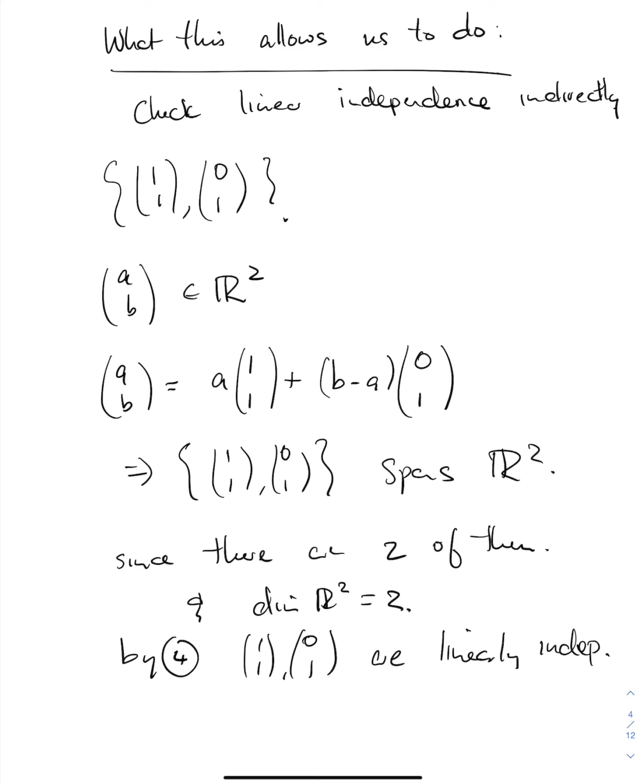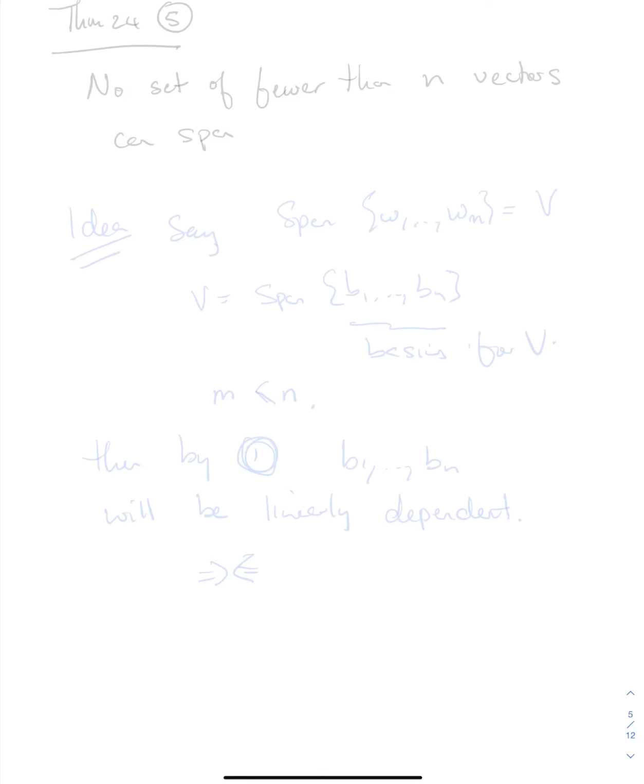Let's move on to Theorem 24, Part 5. Here's what it says. No set of fewer than n vectors can span V. Here's the idea.